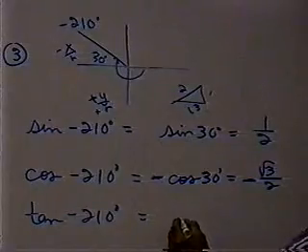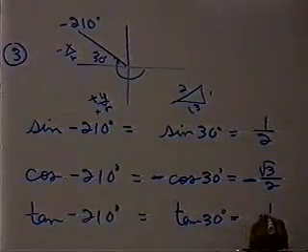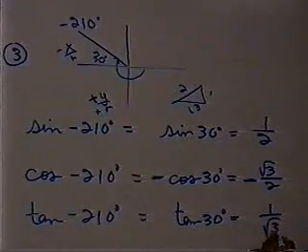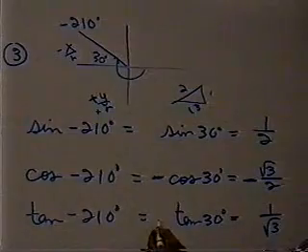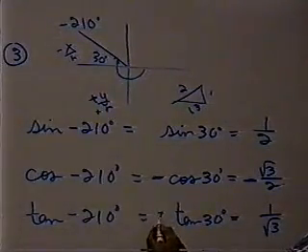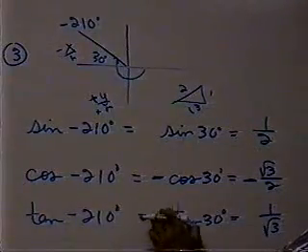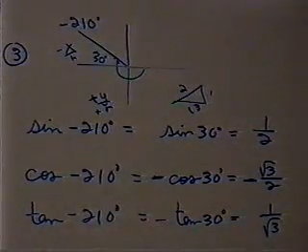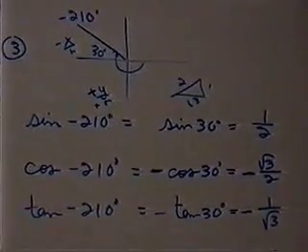Tangent 210 is the tangent of 30 degrees, which is 1 over the square root of 3. But positive or negative? Well, tangent is y over x, which is negative. So the answer is negative. The final answer is negative. All right, next example.